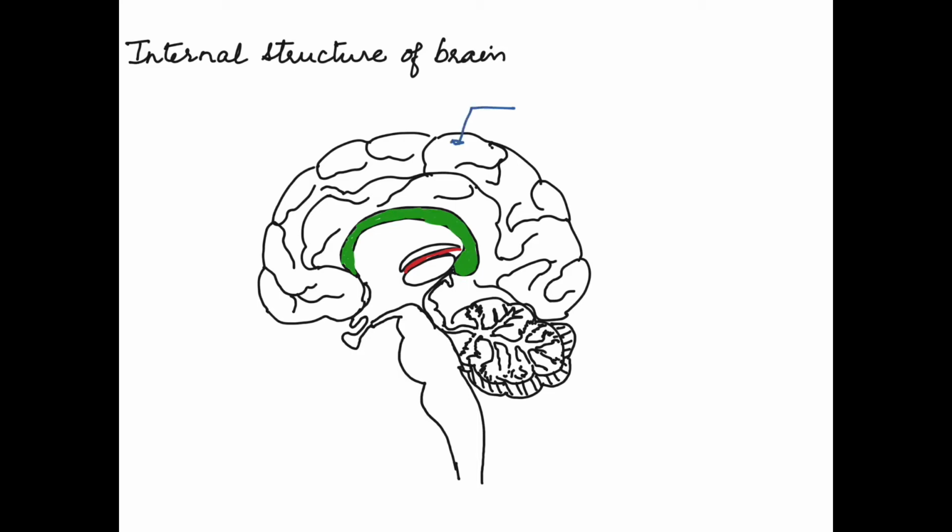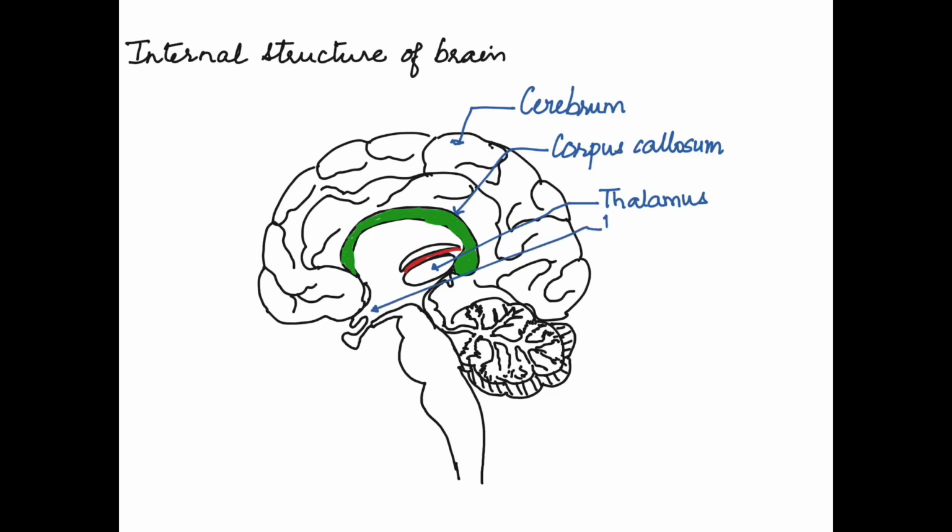Cerebrum. The cerebrum is the largest part of the brain and has two lobes, the right and the left hemispheres, which are separated by a longitudinal fissure. The right and the left hemispheres are connected by a bundle of nerve fibers that are called the corpus callosum. Below the corpus callosum is present the thalamus, which helps in directing the sensory inputs from the sense organs.